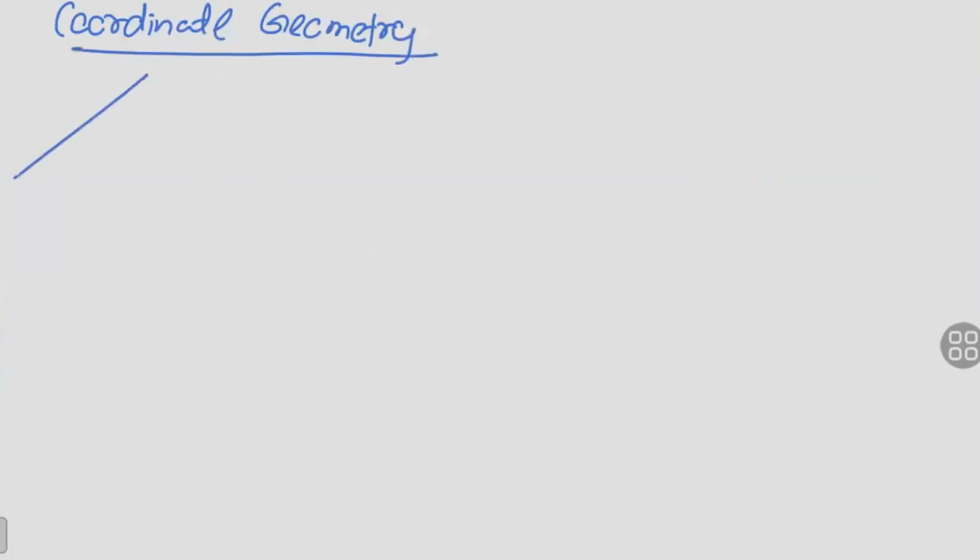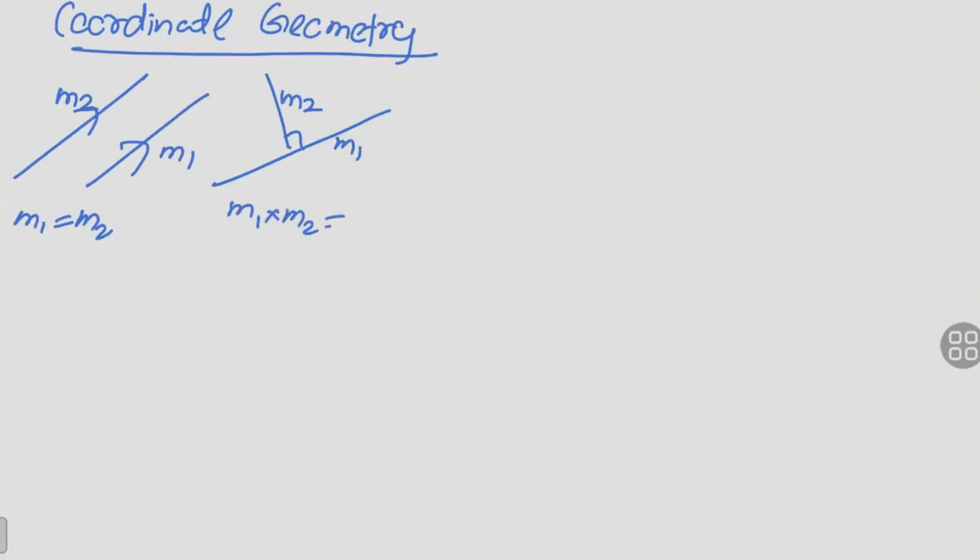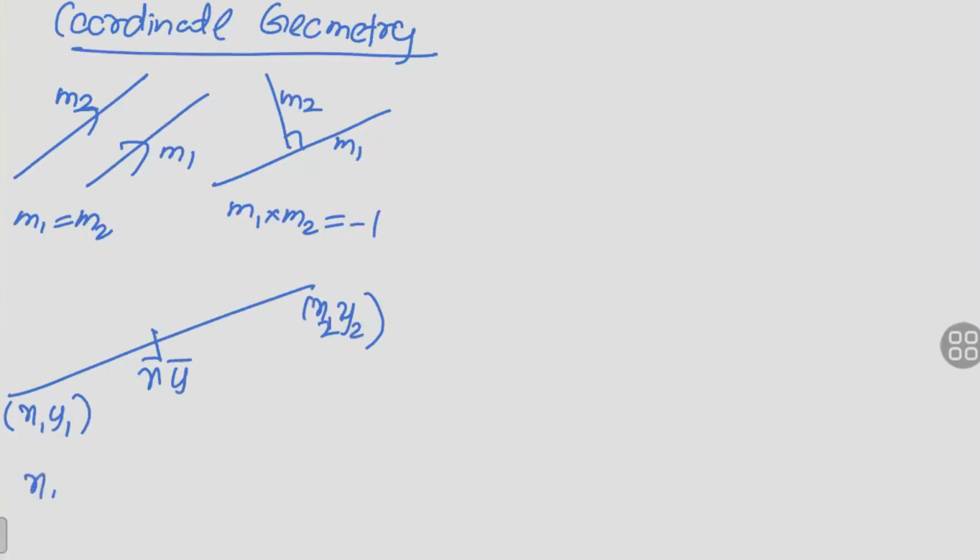Then coordinate geometry. In coordinate geometry, you know that when two lines are parallel, both the gradients are equal. Then when two lines are perpendicular, the product of the gradients equals minus 1. Then the line midpoint, x bar, y bar: total of the x coordinates divided by 2, total of the y coordinates divided by 2.